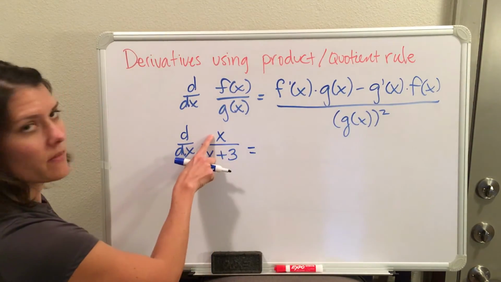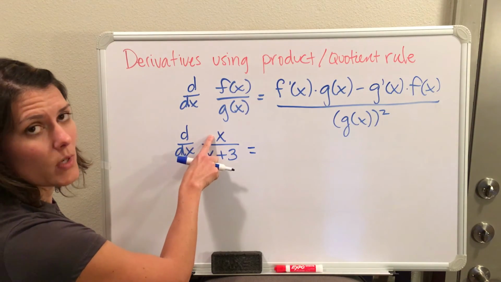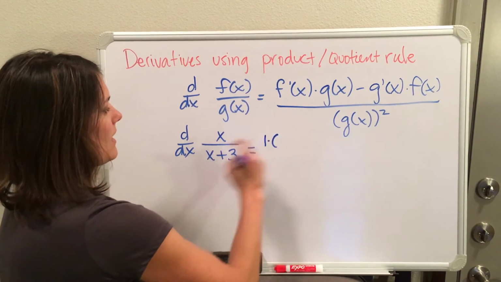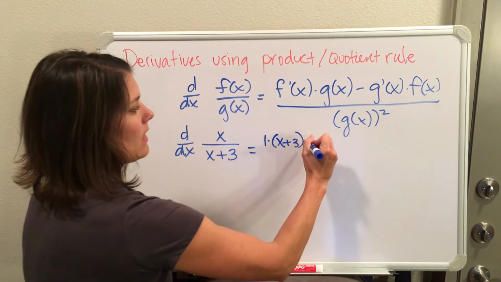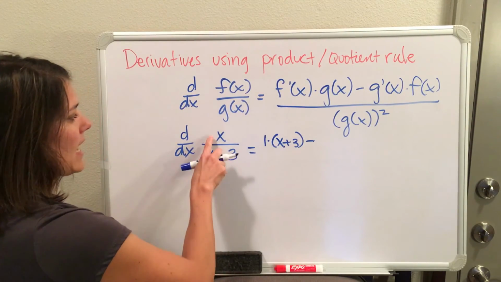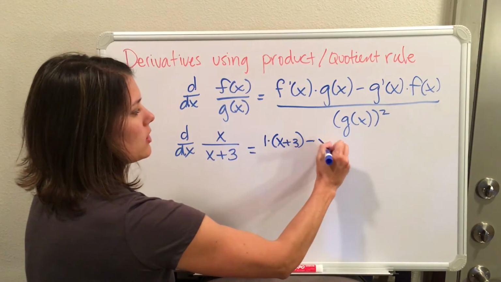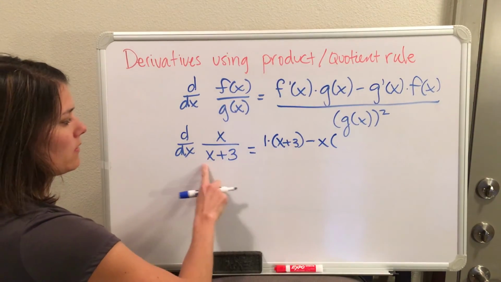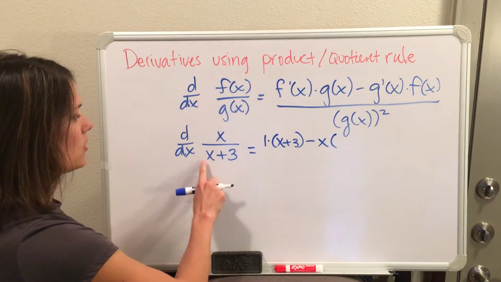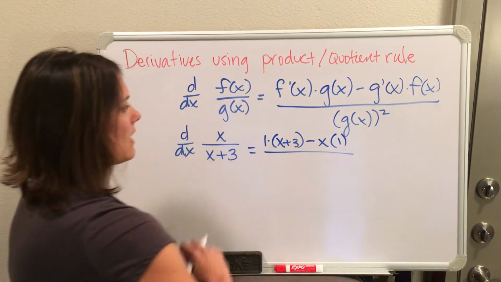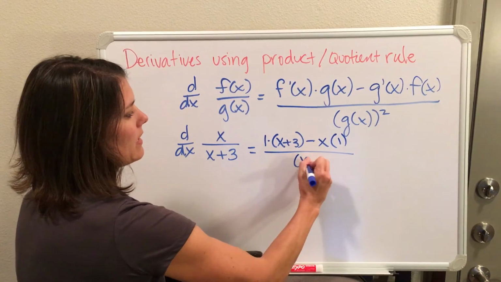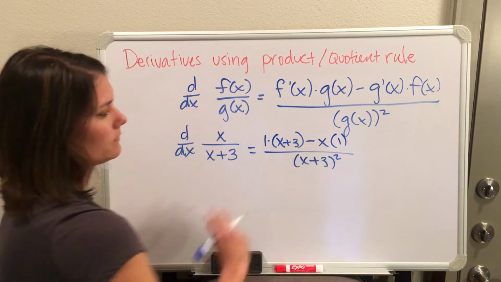So I just will follow the rule. I take the derivative of the first function first, and the derivative of x is 1, and I just multiply it to the denominator. And then minus, now I just rewrite the first function, and I take the derivative of the bottom function, which again would be 1 plus 0, so it's 1 again. And that's all over your denominator squared.